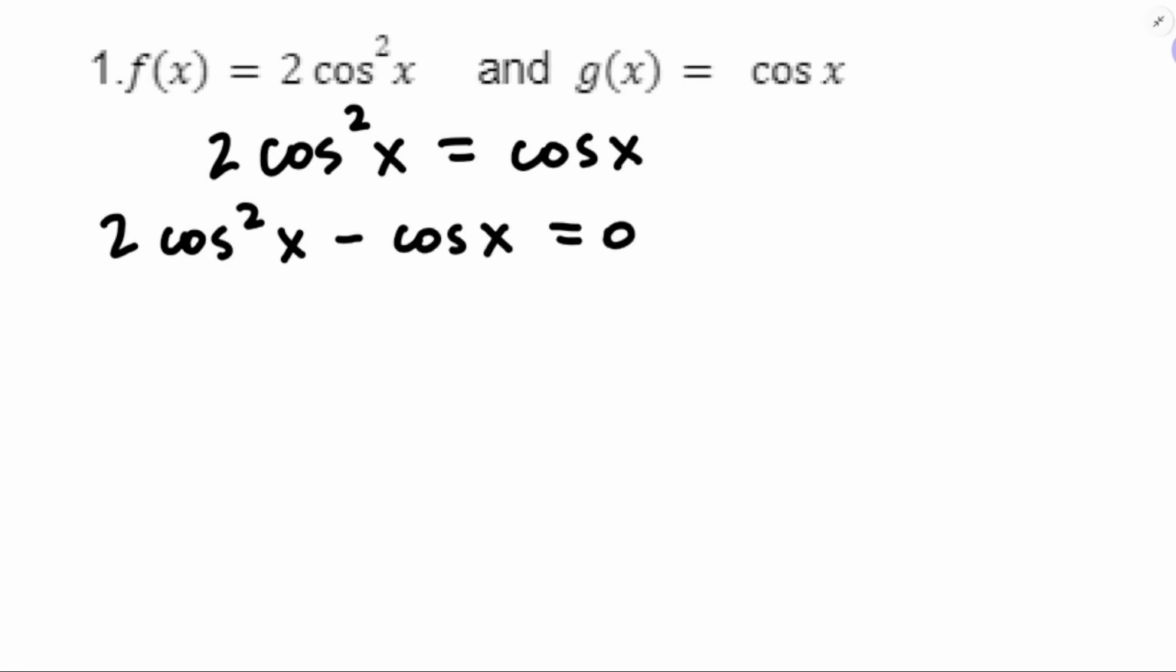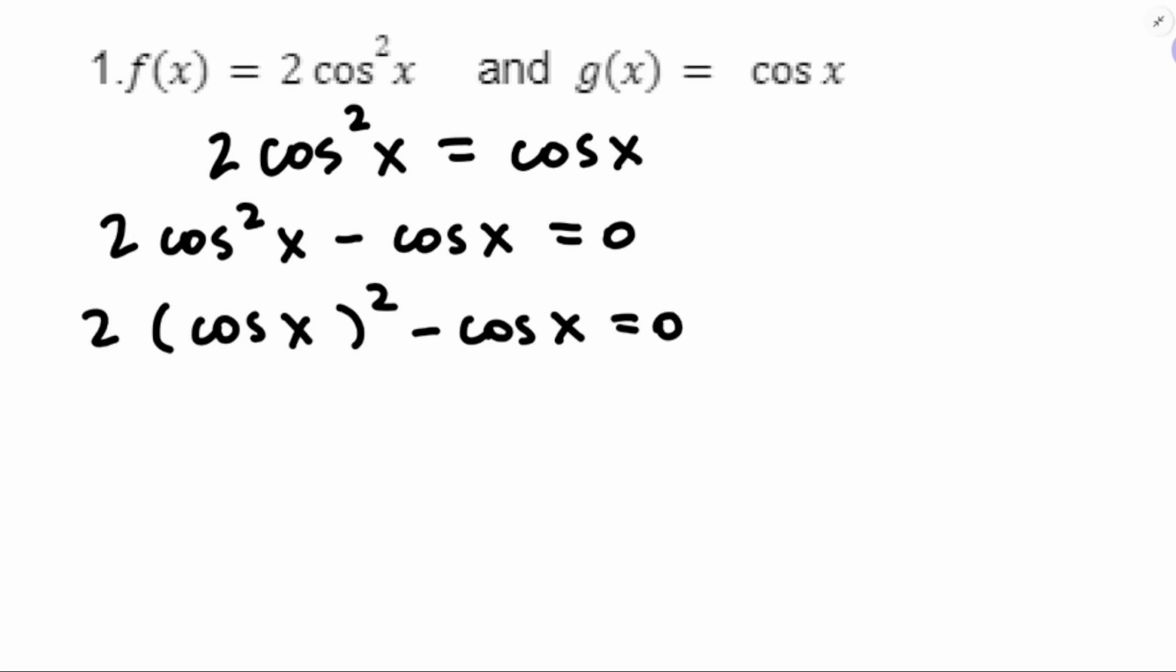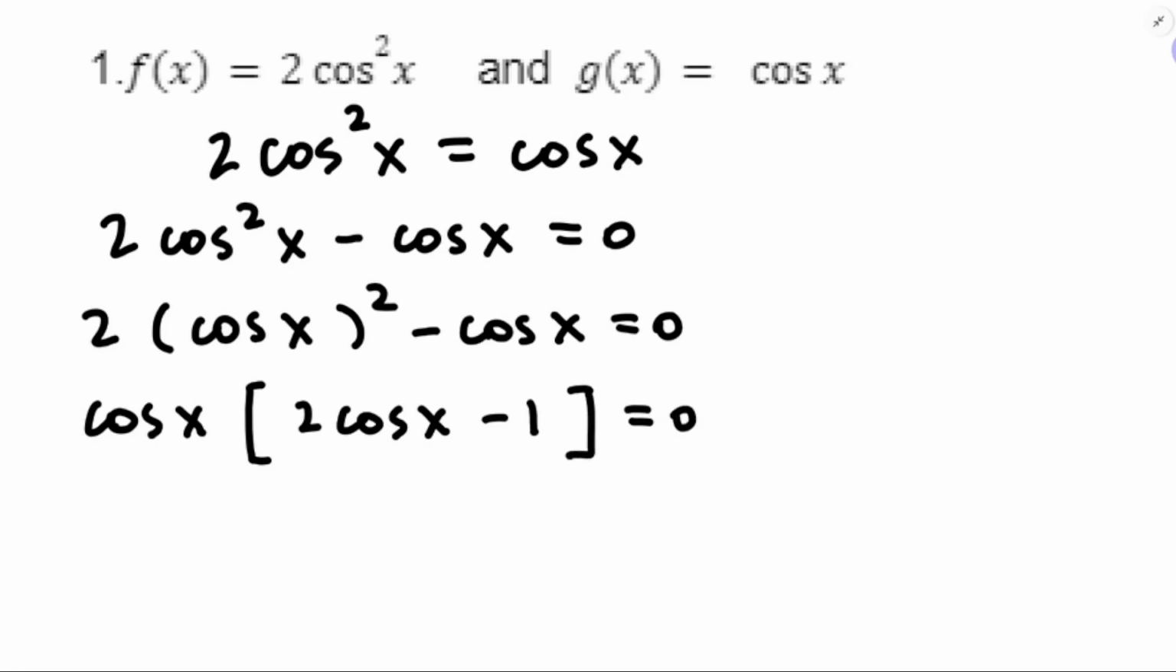Okay, and maybe just this once, I'll write it as cosine of x squared, but I think I'm leaving that in the last lesson. And then now I'm going to want to factor out 1 power of cosine x. So cosine x multiplied by, 2 times 1 power of cosine x, and then minus 1. Okay, and if it makes you feel better, I can put parentheses around that one. That would probably be for the best.